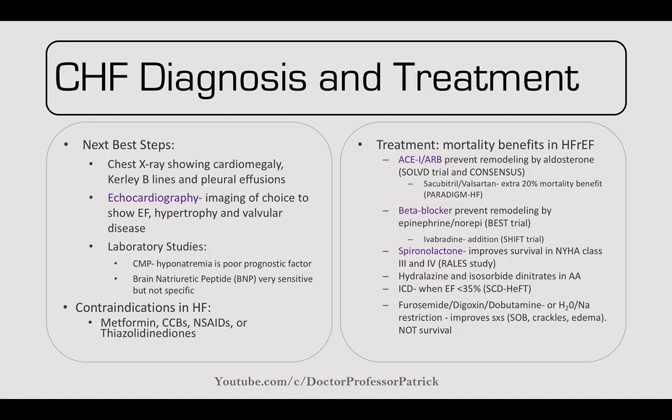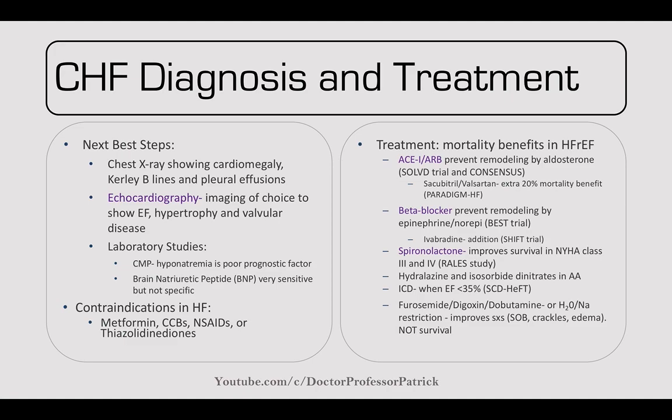So in order to diagnose CHF and to treat it, the next best step is going to be a chest x-ray showing cardiomegaly, and you can also see Kerley B lines from pleural effusions. Next up, you would want to try an echocardiogram. This is going to be your gold standard to show the ejection fraction, to test the hypertrophy and look for valvular disease, which you have to rule out.